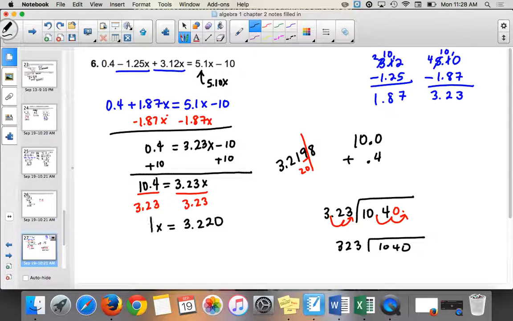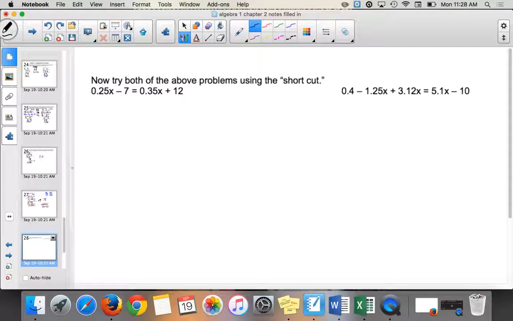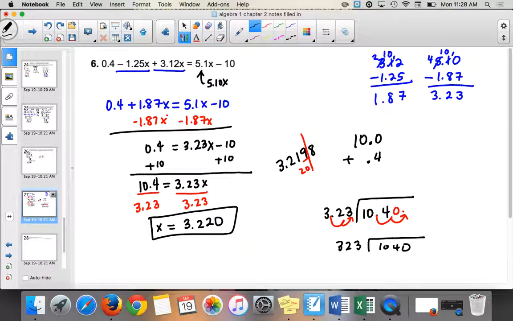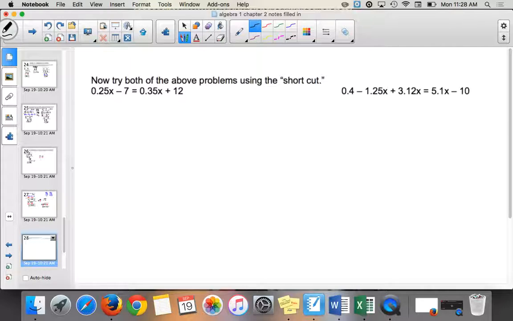Okay? All right, so let's try another one with decimals. Oh, I guess those were our 2 with decimals. All right, so let's try using the shortcut. If we have the shortcut method, we're going to treat it just like we did with fractions. So we're going to multiply by the least common denominator. But really, as we're doing that, we're thinking about everything in its fraction form.